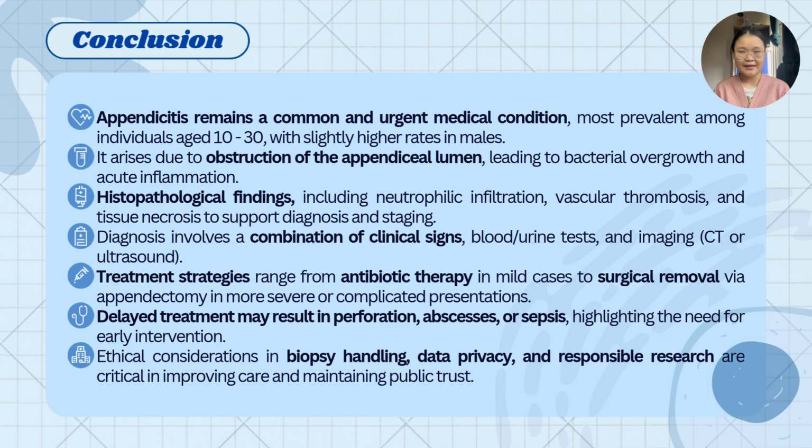In conclusion, appendicitis remains a common and urgent medical condition, most prevalent among individuals aged 10 to 30, with slightly higher rates in males. It arises due to obstruction of the appendiceal lumen, leading to bacterial overgrowth and acute inflammation. Histopathological findings, including neutrophilic infiltration, vascular thrombosis, and tissue necrosis, support diagnosis and staging. The diagnosis involves a combination of clinical signs, blood and urine tests, and imaging, such as CT or ultrasound.